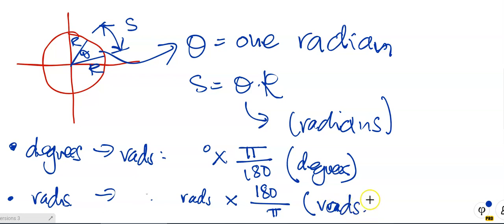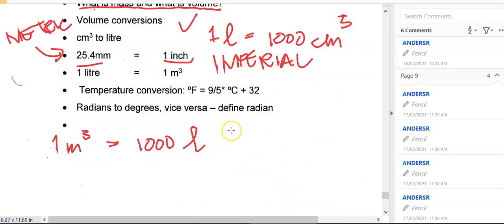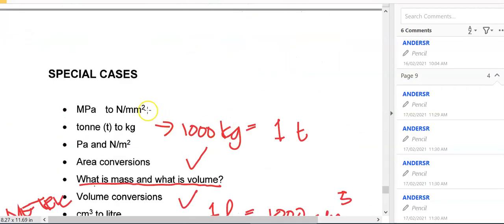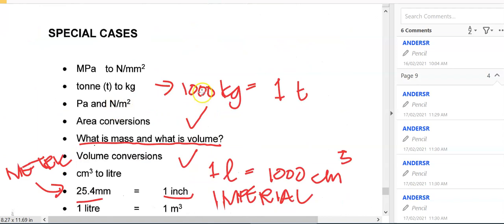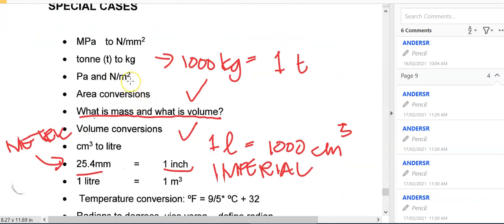Sorry, I'm scribbling. So if you have any angle in degrees and you want to convert it to radians, you multiply that angle by pi over 180. If you have any angle that's in radians and you need to convert it to degrees, you multiply it by 180 over pi, the inverse operation. Okay, people, so that's my note on special cases. There's a conversion for that. I spoke about that over there.